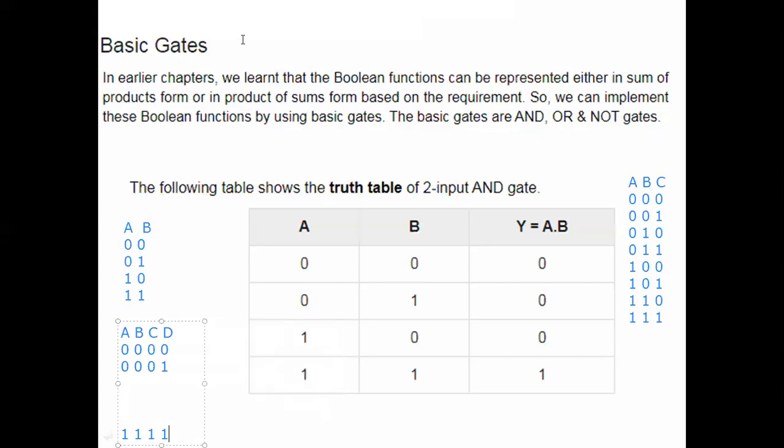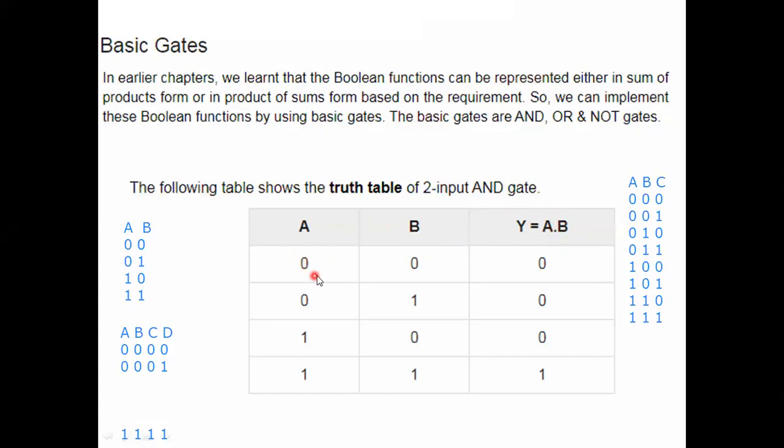Here, in this AND gate, we are taking only a 2 input AND gate. That's why the 2 inputs are A and B, and the output Y is equal to A dot B. Actually, the AND operation is equivalent to multiplication operation.